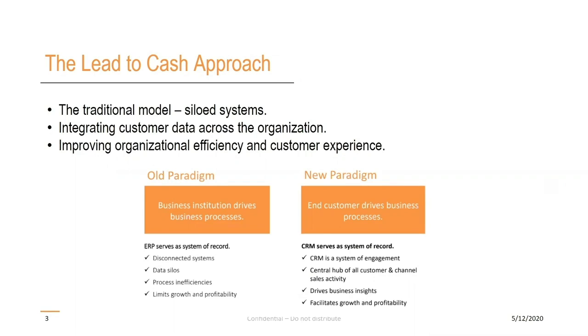So really what lead to cash is all about is centralizing all of your business processes, your data, your people around one core system that's integrated to other systems. And the reason why so many businesses are moving to Salesforce is because it does that really well.